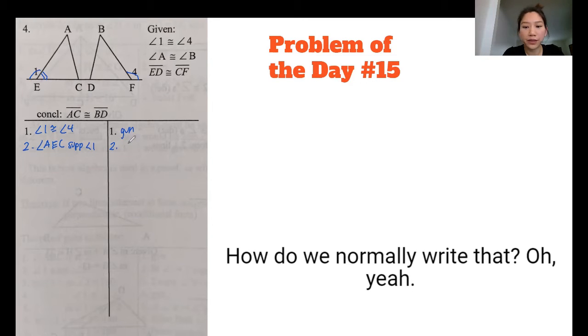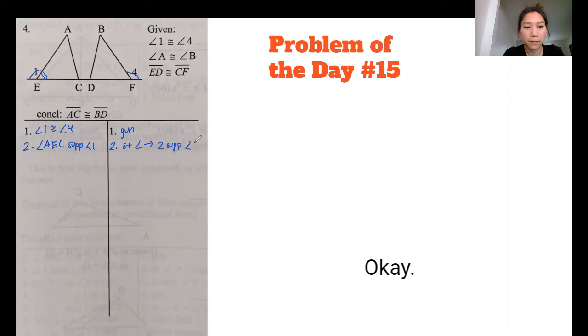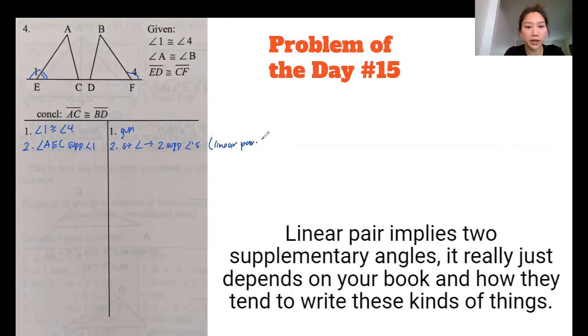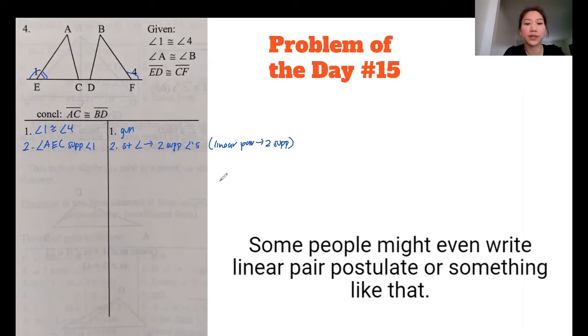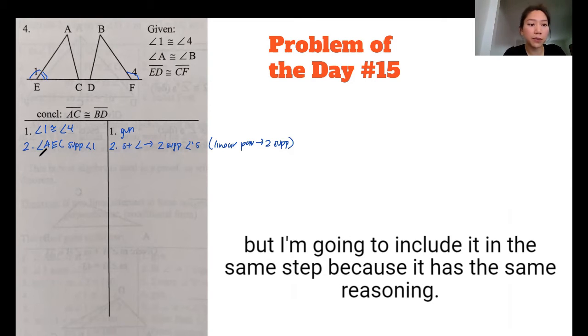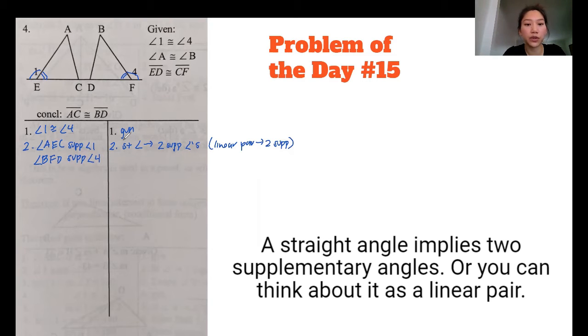How did we normally write that? Oh yeah, a straight angle implies two supplementary angles. Some books might also write linear pair instead. Linear pair implies two supplementary angles. It really just depends on your book and how they tend to write these kinds of things. Some people might even write linear pair postulate. Some people might do this next thing as a separate step, but I'm going to include it in the same step because it has the same reasoning. So angle BFD, this small portion of the angle right here, is also supplementary to angle 4 for the same reasoning. A straight angle implies two supplementary angles, or you can think about it as a linear pair.